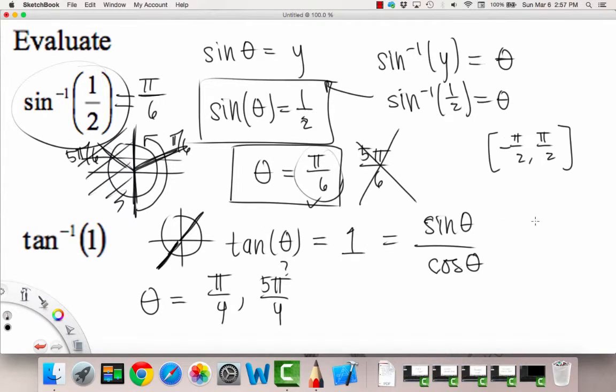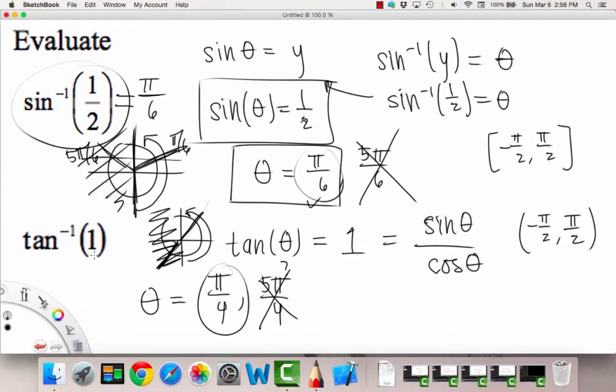But now we have to consider, what was the domain for tangent? And we said that is going to be, not including the endpoints, negative pi over 2 up to pi over 2, okay? And so that's from here to here. So this guy is not included, this whole half of the unit circle, right? So the only one that survives is this pi over 4, okay? So that's going to be the answer for inverse tangent of 1. This is going to be equal to pi over 4. Even though that looks like a 9, that is a 4, okay?